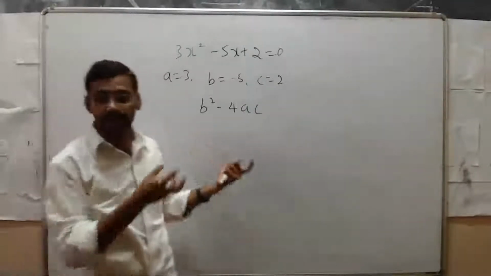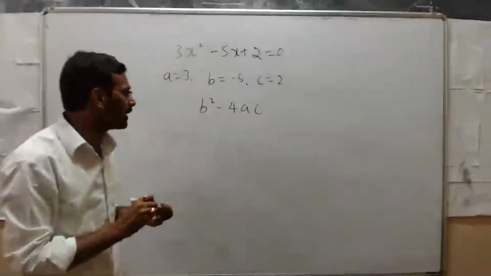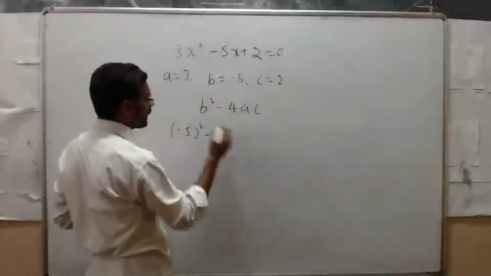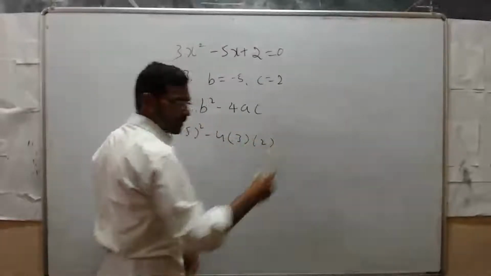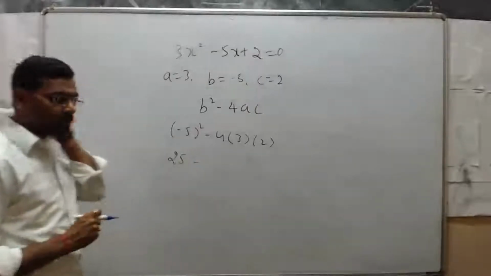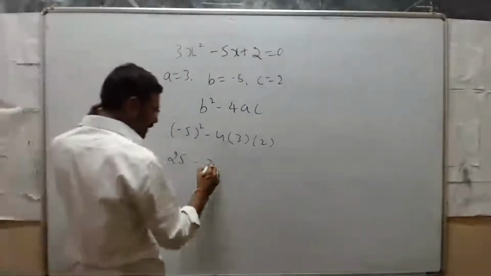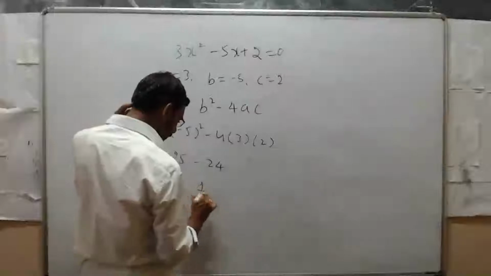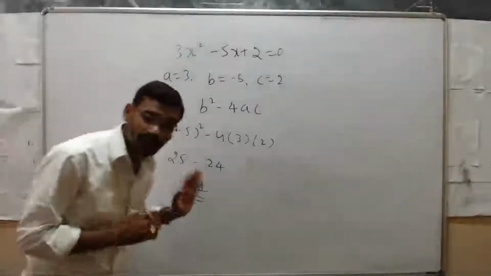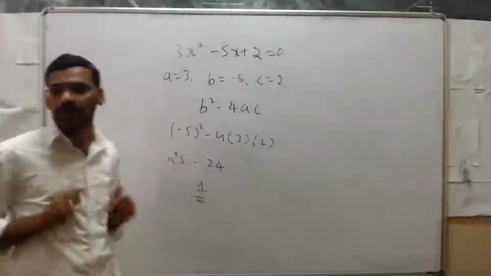This b square minus 4ac is some part of the quadratic formula. What is the value of b? B is minus 5, so minus 5 whole square, minus 4 into a value 3, c value 2. Minus 5 whole square is plus 25, minus 4 times 3 is 12, times 2 is 24. 25 minus 24 is how much? 1. So the value is 1; after simplification we get 1, no problem.